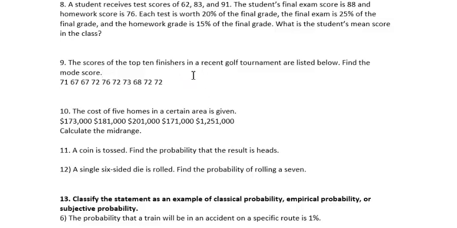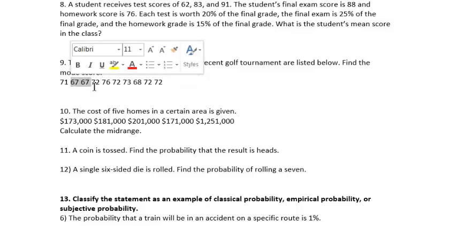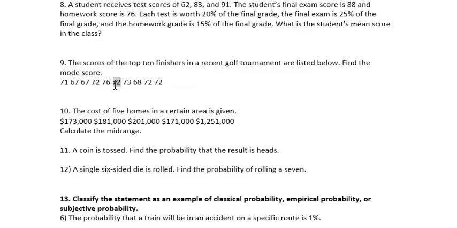Now, if we look at the top 10 finishers at a golf tournament, find the mode score. Well, let's see. We've got 2 incidents of 67. It looks like we've got 4 incidents of 72.